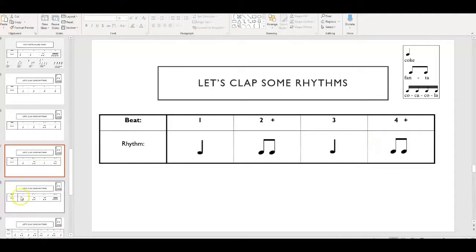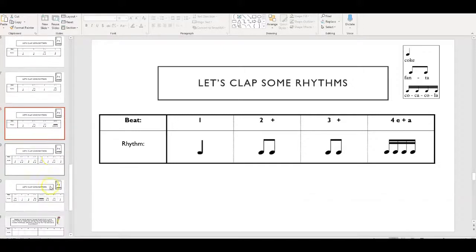Cool? Let's add some Coca-Colas in there just to make it a little bit more complicated. 1, 2, 3, 4. Coke, Fanta, Fanta, Coca-Cola, Coke, Fanta, Fanta, Coca-Cola. I want to do that again, but a little bit slower. If you want to do it with the 1, 2, and 3, and 4 ender, you're welcome to as well. 1, 2, 3, 4. Coke, Fanta, Fanta, Coca-Cola, Coke, Fanta, Fanta, Coca-Cola. Great. Let's move on to the next rhythm.